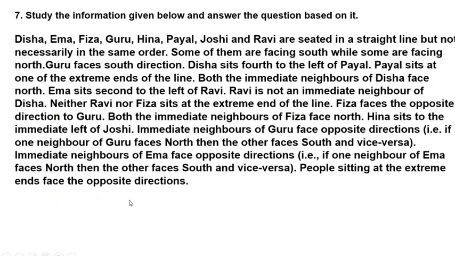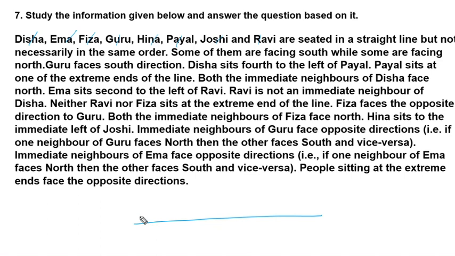So here we have got one question based on arrangement. Okay, so let's look at this arrangement and what he is asking. So Disha, Emma, Fiza, Guru, Hina, Payal, Joshi, Ravi. So total we have 8 people seated in a straight line but not necessarily in the same order. Okay. So some of them are facing south while some of them are facing north. So this particular question comes under seating arrangement, which is basically line arrangement.